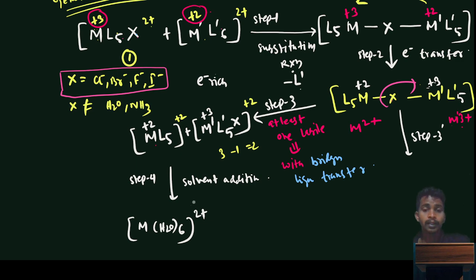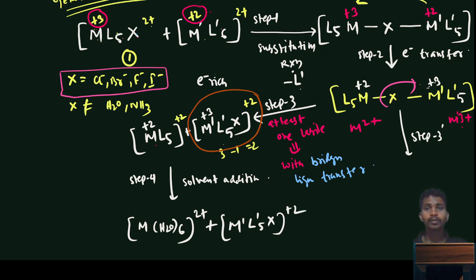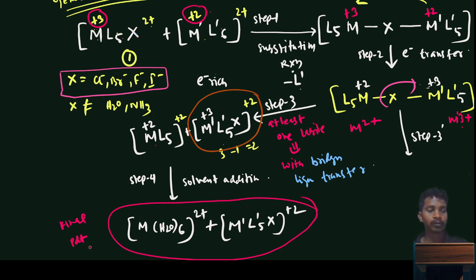All L5 are replaced with water. Since this is an octahedral complex, another water is added, and the complex becomes M(H2O)6 2+. For the other one, no water exchange will happen. Wherever the halogen bridging ligand is, there is no water replacement, so it remains as it is: M L' pi X, with charge +2. This will be the final product if it is happening with bridging ligand transfer.